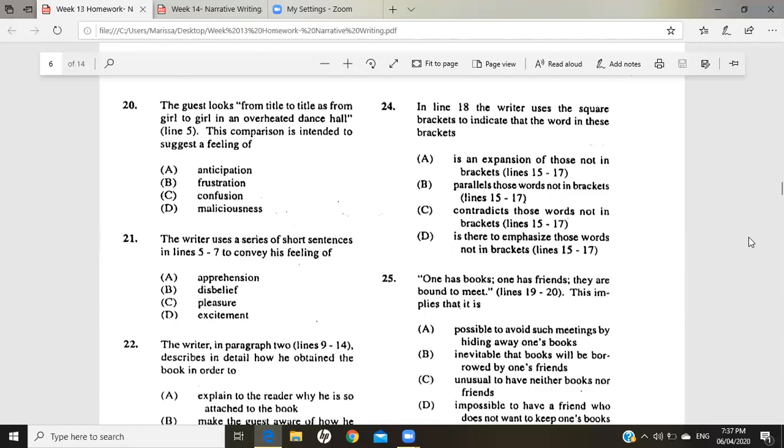Number 21 says the writer uses a series of short sentences in lines 5 to 7 to convey his feeling of what? So Marie, what did you have for this answer? When he uses the short sentences there, why do you think these short sentences are being used there, Marie? Not B, there was a better one. Not D. Okay, well, I don't know. The answer is A, apprehension, meaning that he was feeling anxiety or fear that the person would ask for the book to borrow.